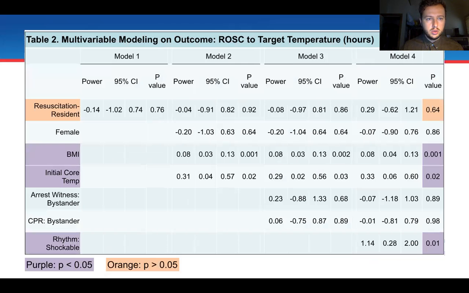And then table 2 shows the multivariable modeling with ROSC to target temperature, and it shows in orange the resus resident. It shows no statistically significant association between the presence of an RR and the RTT, and then shows, as mentioned, the BMI, initial core temp, and shockable rhythm having a statistical significance, which results in an increased RTT.